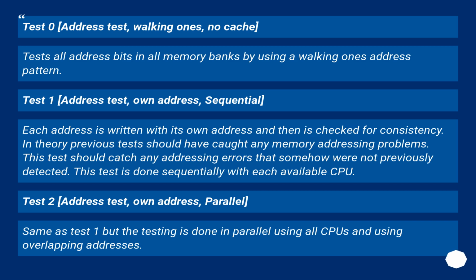In theory, previous tests should have caught any memory addressing problems. This test should catch any addressing errors that somehow were not previously detected. This test is done sequentially with each available CPU. Test 2, address test, own address, parallel. Same as test 1, but the testing is done in parallel using all CPUs and using overlapping addresses.